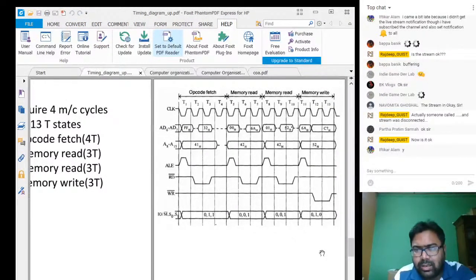Is this sequence clear, what is actually happening? Any doubts? Although it is intuitive and something clear to understand, still if you have any doubts, please ask.